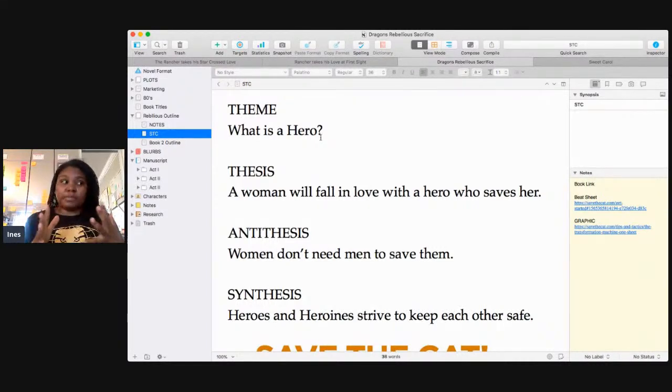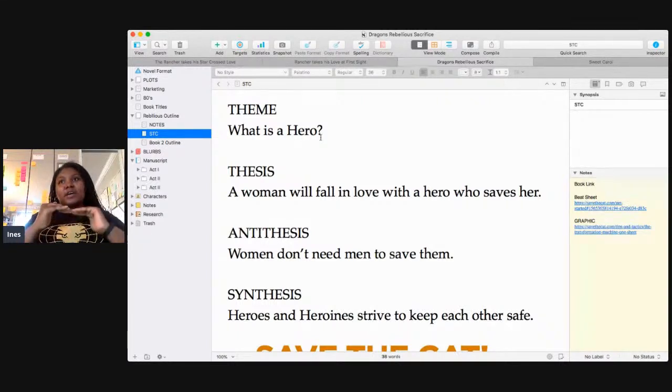So my thesis is a woman will fall in love with the hero who saves her. So that's what I'm going to be exploring all in Act 1. All of my scenes are going to be set up to test that thesis, and I'm going to be wrong. So then I'm going to move into Act 2, and I'm going to explore the opposite of that. I'm going to explore the antithesis, that a woman doesn't need a man to save her. But that's also wrong. So as I take my hero and my heroine through this, where he's trying to save her, and she's like, get away from me, I can save myself. And he's trying to let her do that.